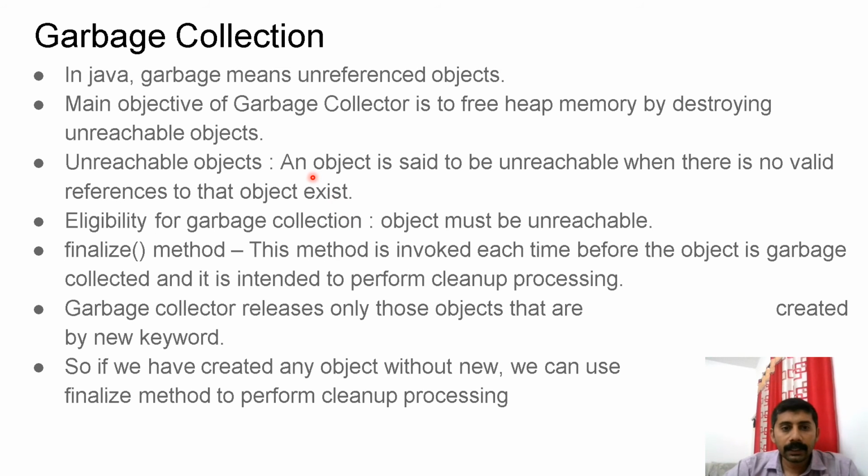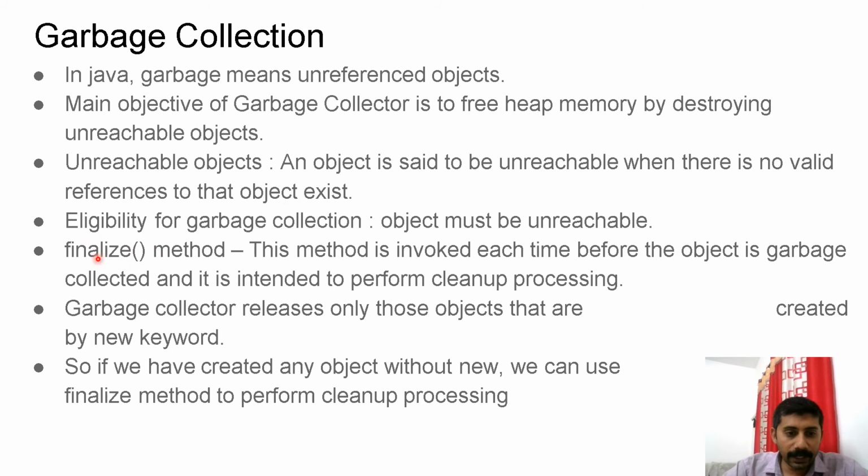We already know that garbage is nothing but unused or unreferenced objects. The main objective of the garbage collector is to free heap memory by destroying unreachable or unused objects. Unreachable object: an object is said to be unreachable when no valid references to that object exist. If nobody is using that object, then it is unreachable. Eligibility for garbage collection: the object must be unreachable, then only you can delete it. Otherwise, your program will crash because somebody else will make a request to that object and that will fail.